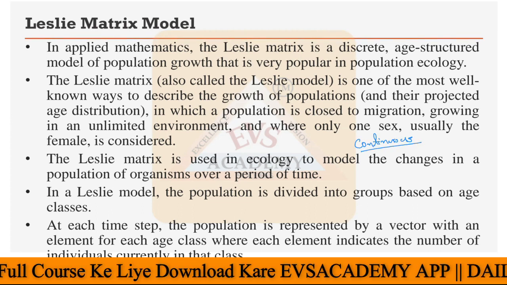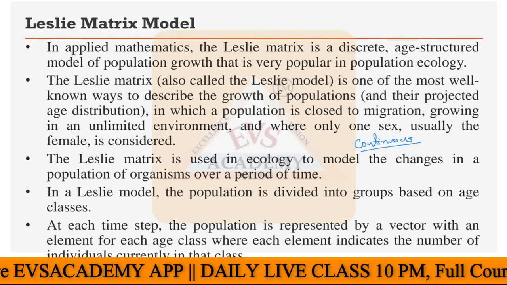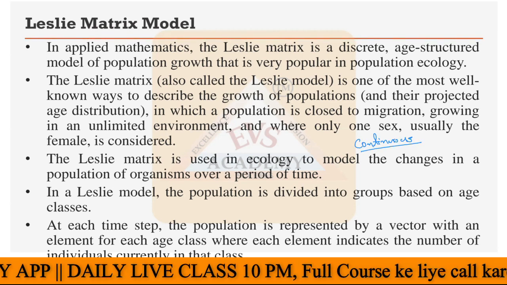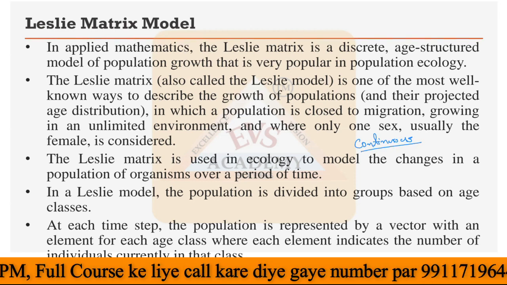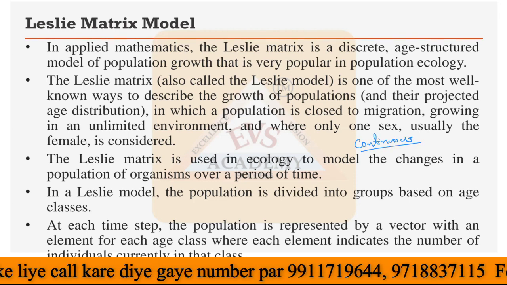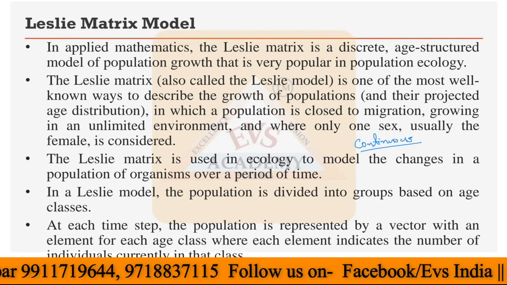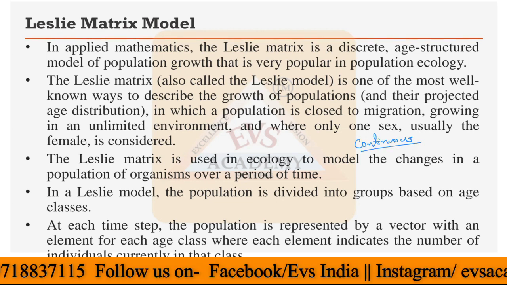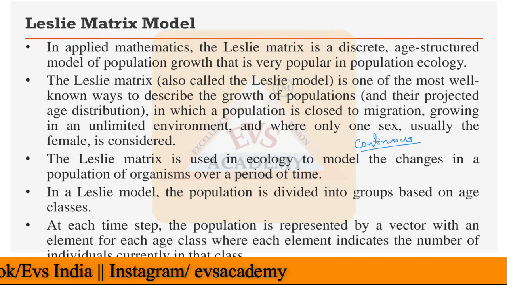Again, for example, if I ask you, what is the average weight of the students present in the class? Again, that can be continuous. So this is the main difference between discrete and continuous. So in the Leslie matrix model, because we are defining the population, the population cannot be a continuous number, cannot be a decimal. So in the Leslie matrix model, what we will do? We will define the age groups.